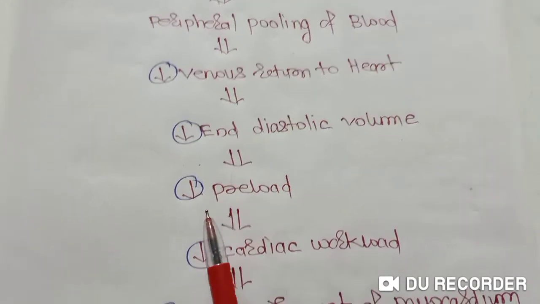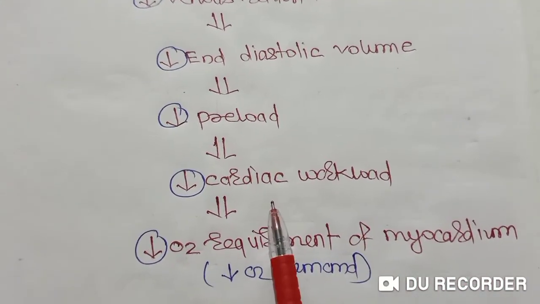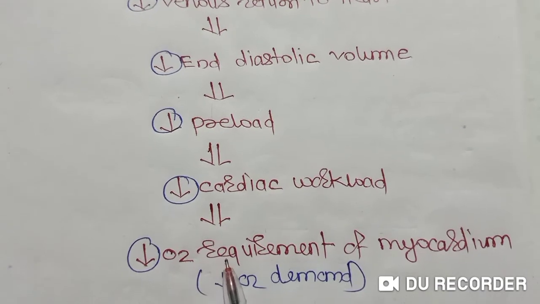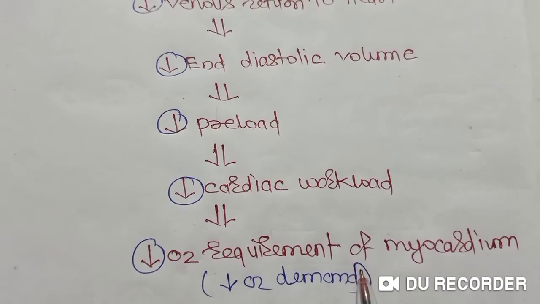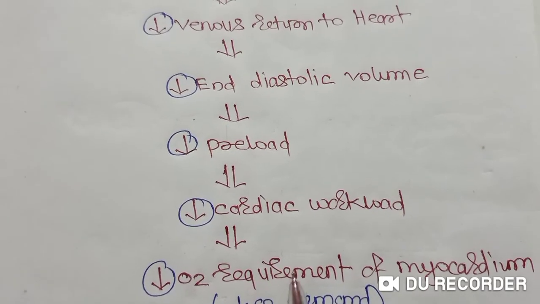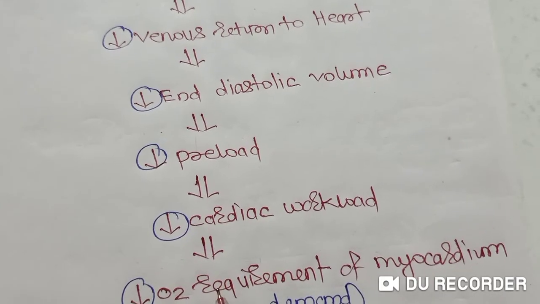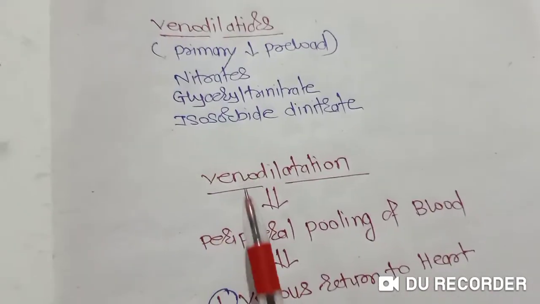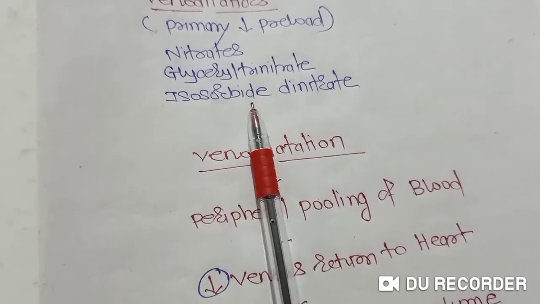If there is a decrease in the preload, that means it will decrease the cardiac workload. If there is a decrease in the cardiac workload, that means decreased oxygen requirement of the myocardium. That means there is a decreased oxygen demand. It will increase the cardiac efficiency. And that's how these nitrates, glyceryl trinitrate, isosorbide dinitrate, all these nitrates, are useful in angina pectoris.